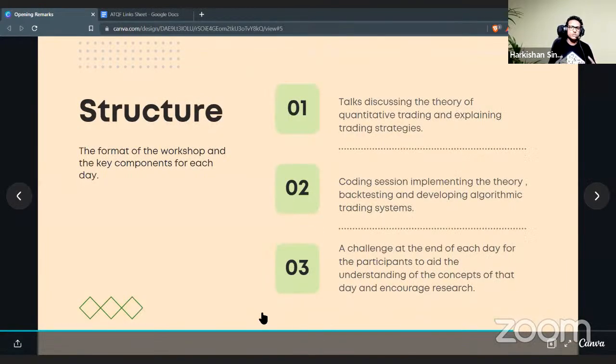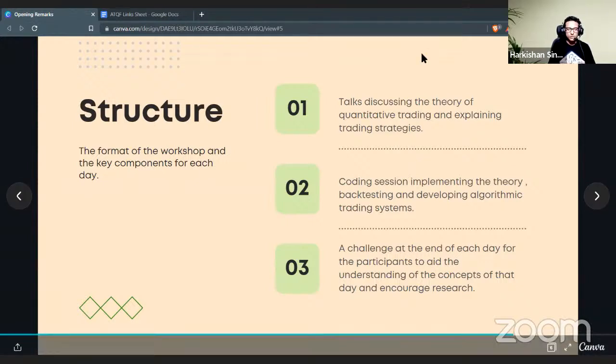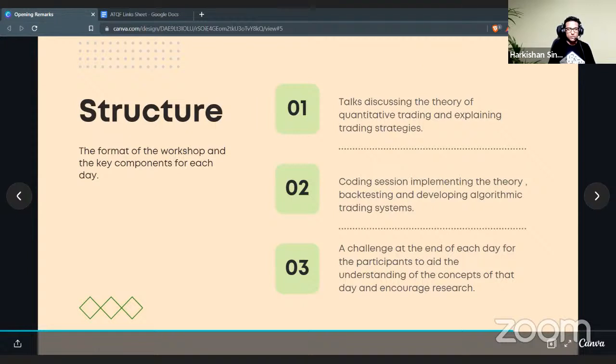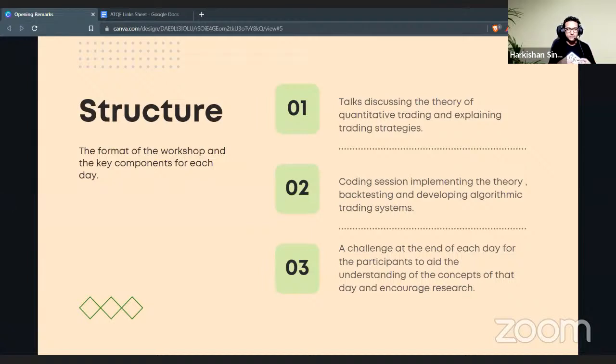Okay, so the structure of this workshop. The first thing is that there will be talks and discussion sessions where we'll be explaining the theory and the intuition behind the trading strategies, how the market works, and what the different trading strategies deployed are. Also, on day 5 we cover how to approach quantitative research and how to systematically do it on your end. That's the theory part.